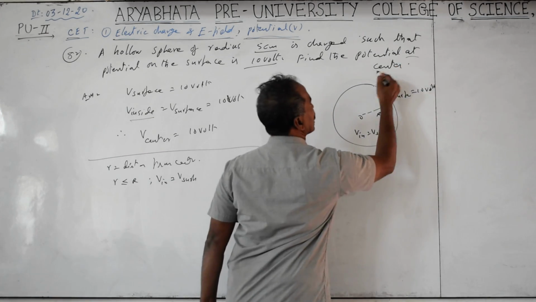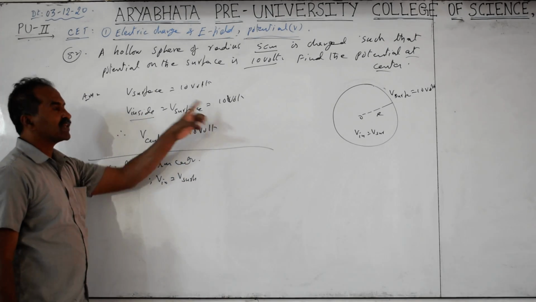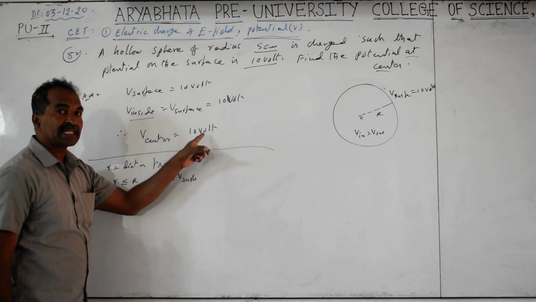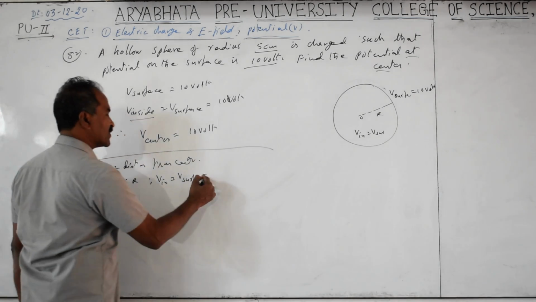At the center means that it is automatically inside only. So at the center also the potential is the same as the surface. Surface 10 volts means in every case 10 volts inside. Surface, inside, center also 10 volts only. That is the answer. If r is equal to capital R, what is the V surface?